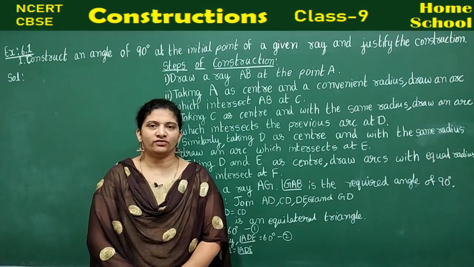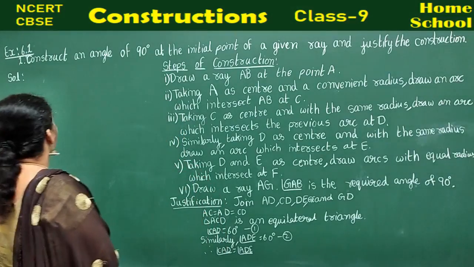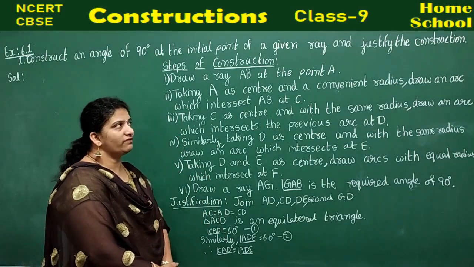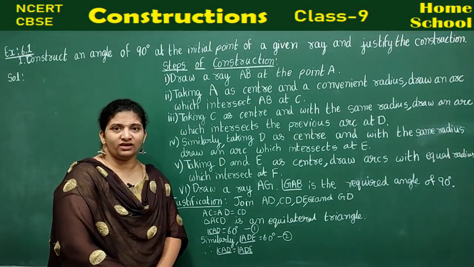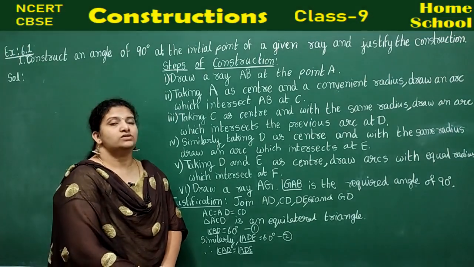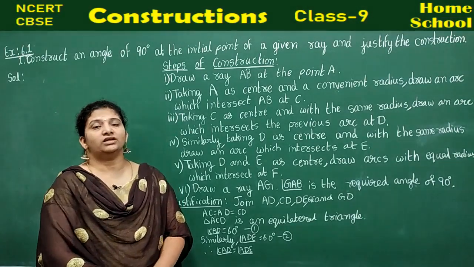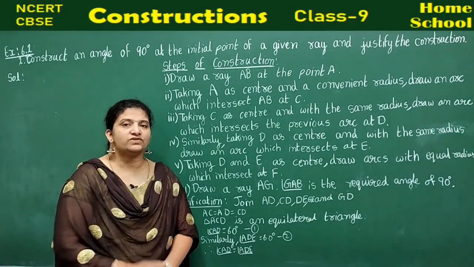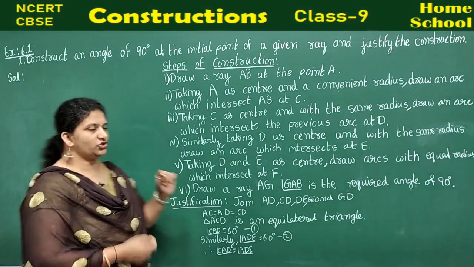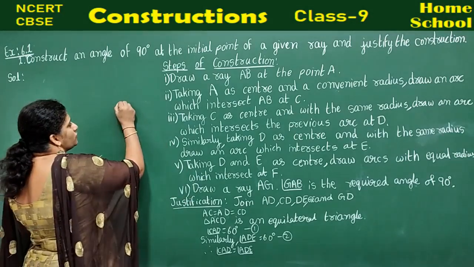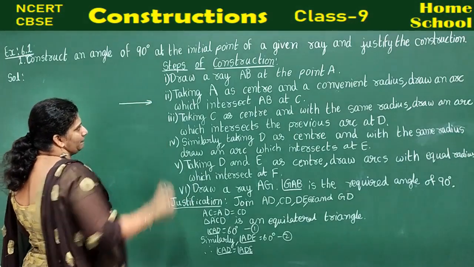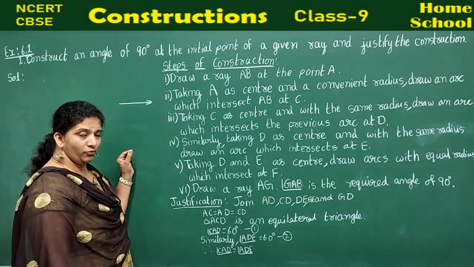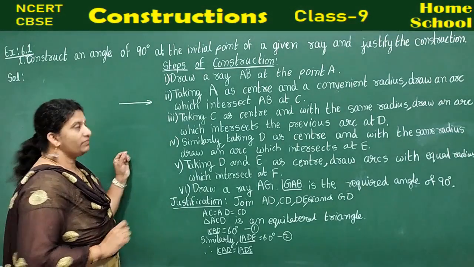Exercise 6.1, first problem. Construct an angle of 90 degrees at the initial point of a given ray and justify the construction. So we need to do a construction creating a 90 degree angle. Before starting this, let us go through a tiny introduction. Suppose I draw a ray. Ray means, you know children, what is that? One is an end point and one is never ending.